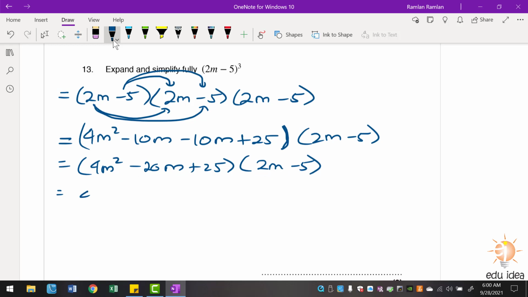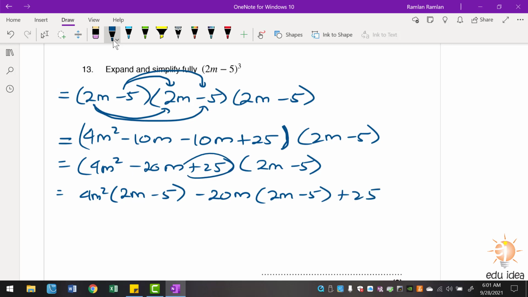We have 4m squared, and then multiply that with 2m minus 5, and then minus 20m, right, this one. Remember the negative sign, be careful with that. And then multiply that with 2m minus 5, and the last one is plus 25 here. Multiply that with 2m minus 5. Okay, so let's expand the bracket again. So we have 4m squared times 2m becomes 8m cubed, and then 4m squared times minus 5. Again, remember the negative signs, very careful with that. 4m squared times minus 5 is minus 20m squared.